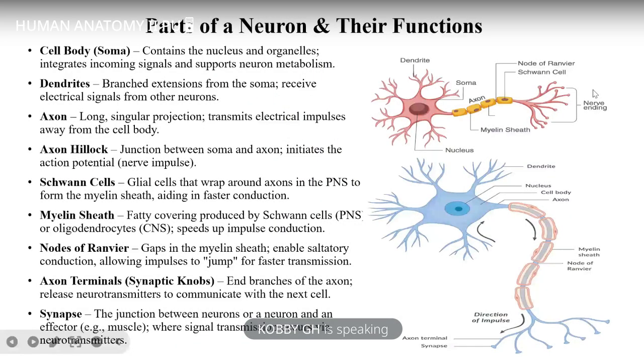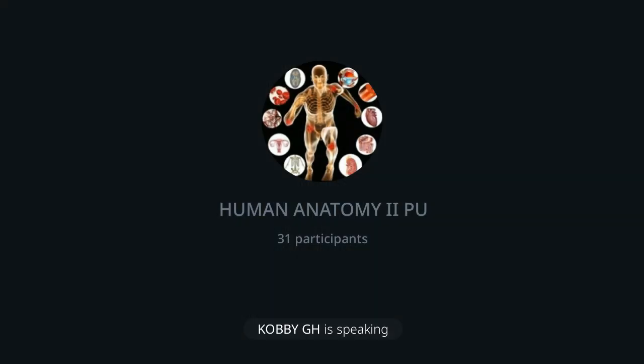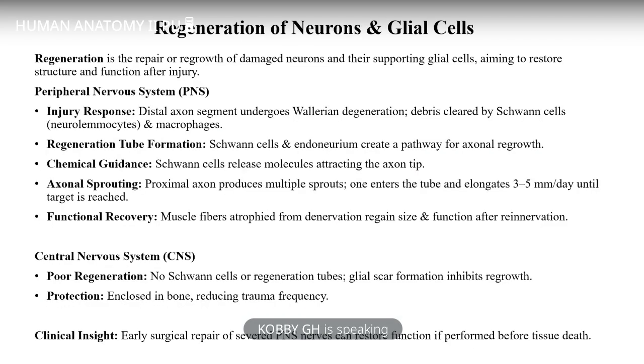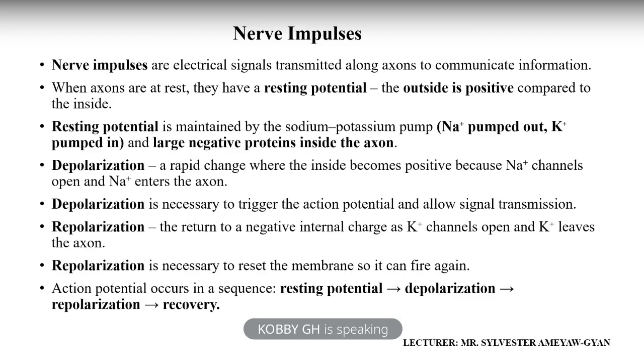But like I said, in most textbooks or literature, when we say nerve impulse, they would limit their definition to the axon. So the movement of electrical signals from one point on the axon to another point on the axon of the neuron. That is what we call nerve impulse. And in the nervous system, nerve impulses travel at a very fast rate. So you see, nerve impulses are electrical signals transmitted along the axon to communicate information.